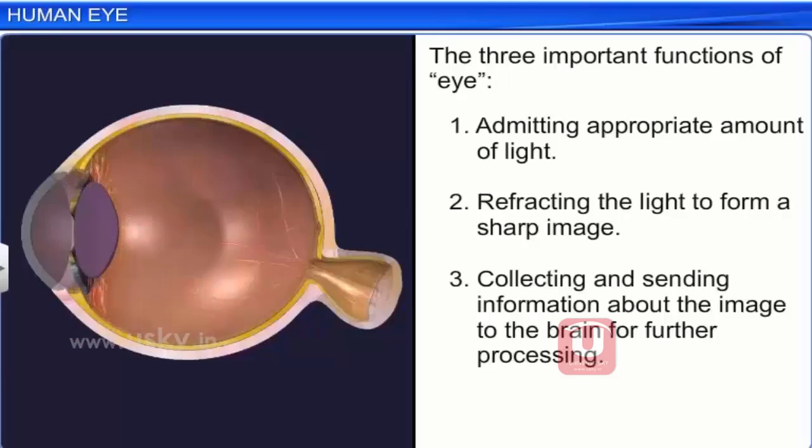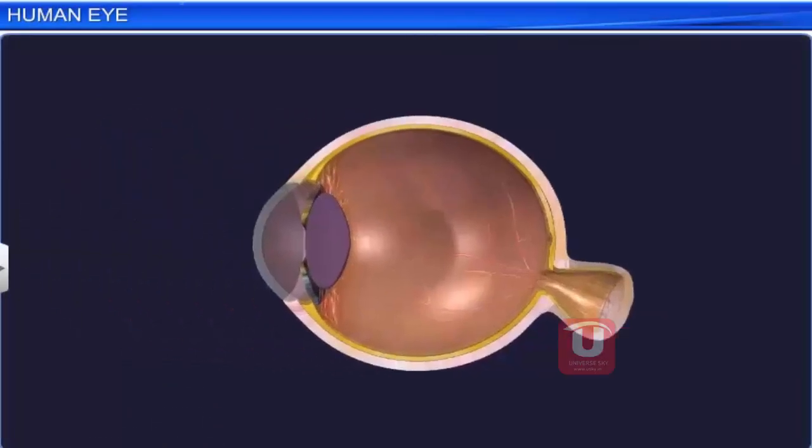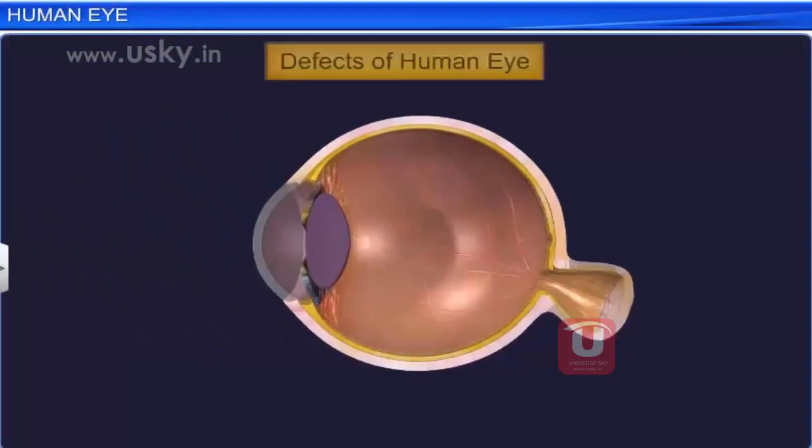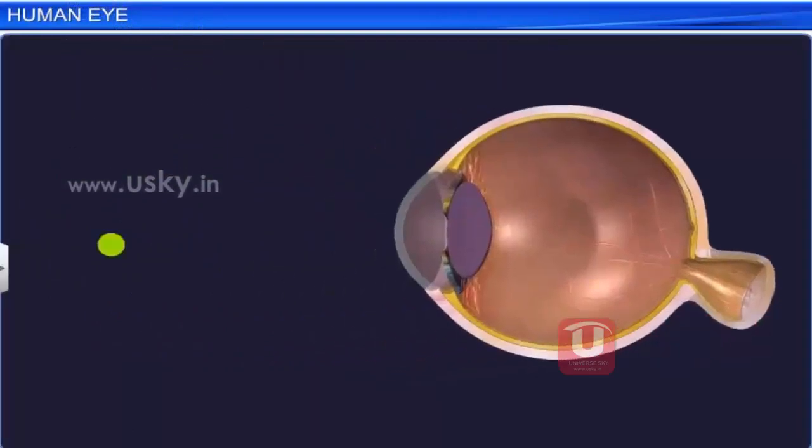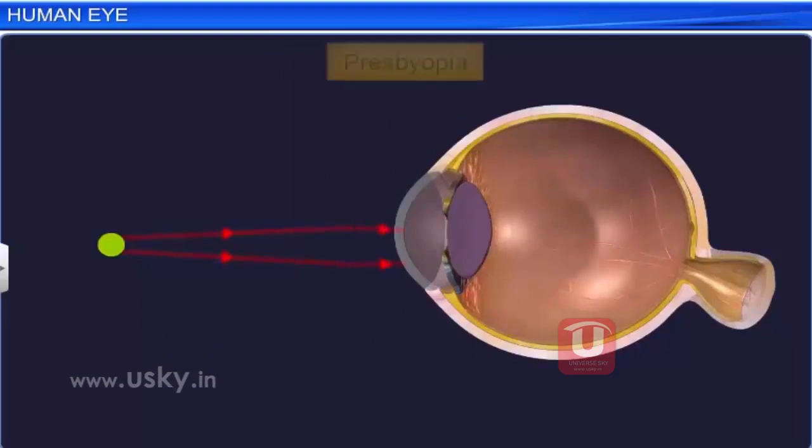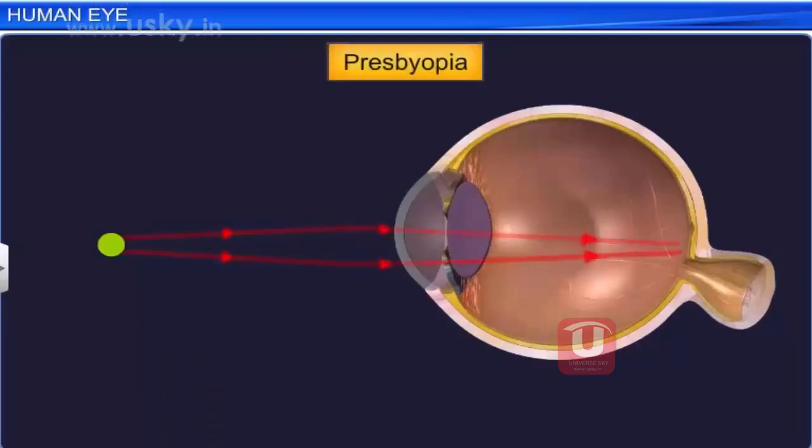The most common defect of the human eye that is found in aged persons is presbyopia. The ability to focus on near objects diminishes with age. This is known as presbyopia. The near point changes with age. For a 10-year-old boy with good health, the near point may be about 7 to 8 cm.